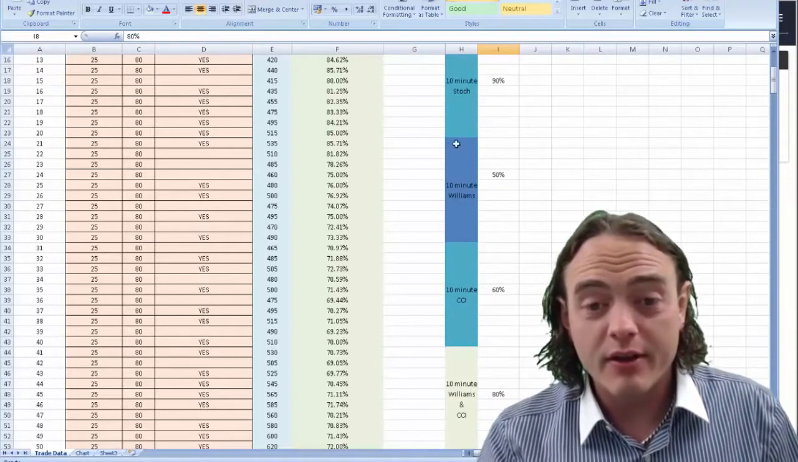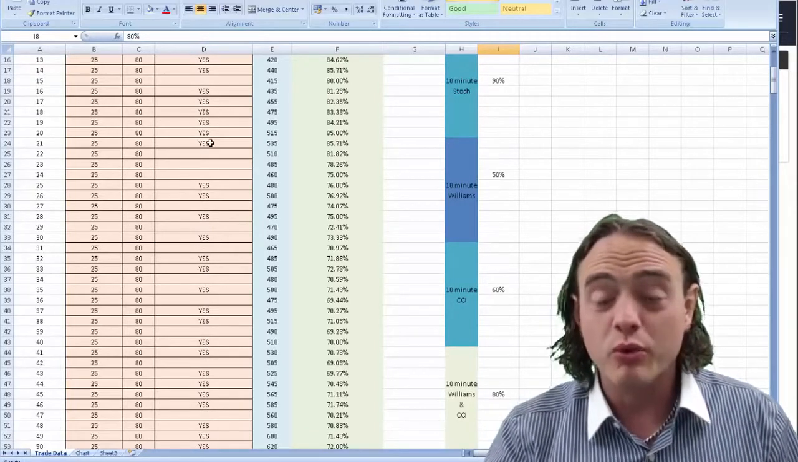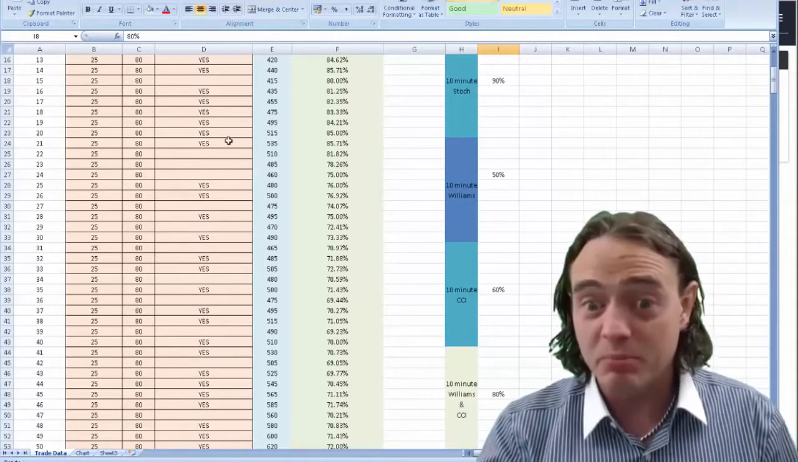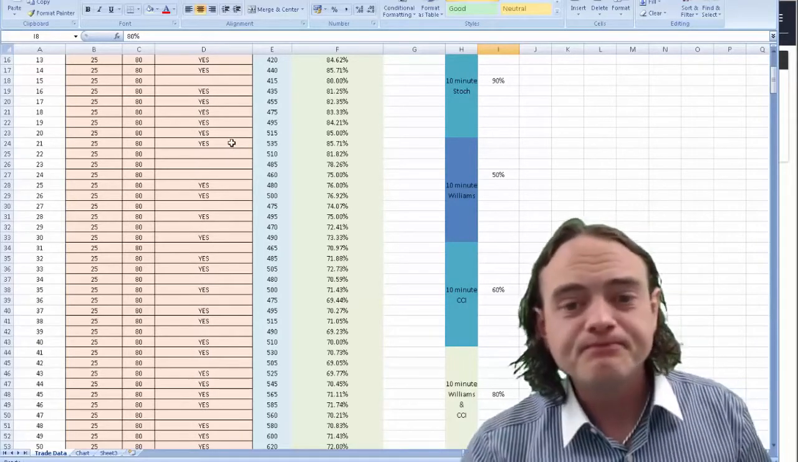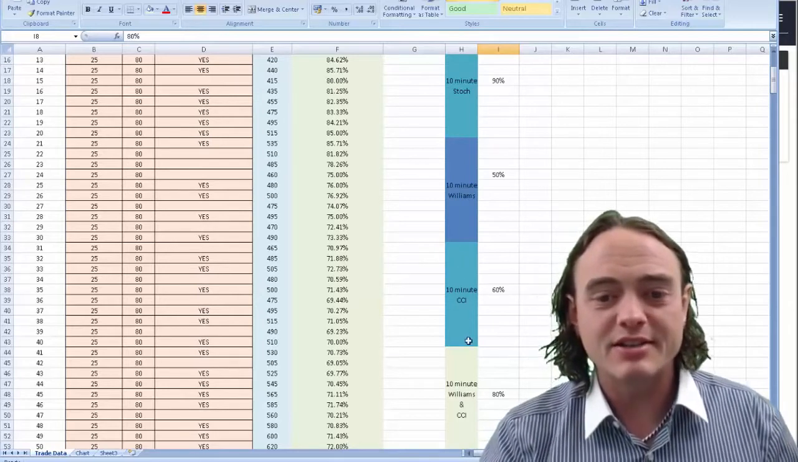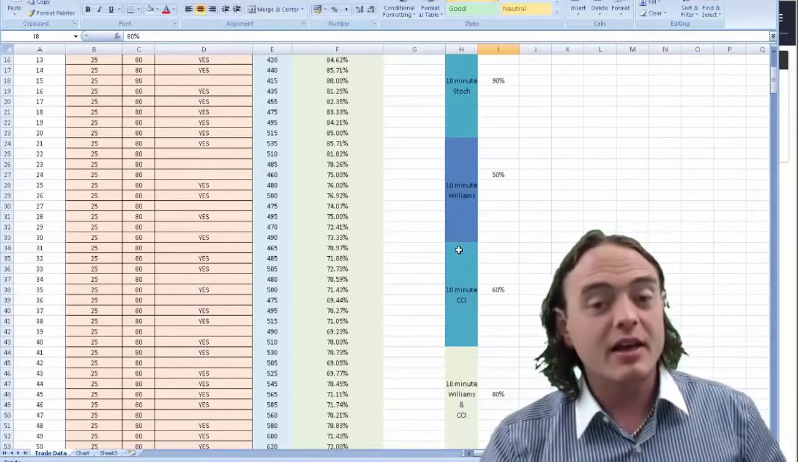Then I tried the 10-minute expiry for the Williams indicator. That came out at 50%, so that was very low. Well, that's flip a coin. And then 10 minutes with the CCI indicator, and that came out at 60%.